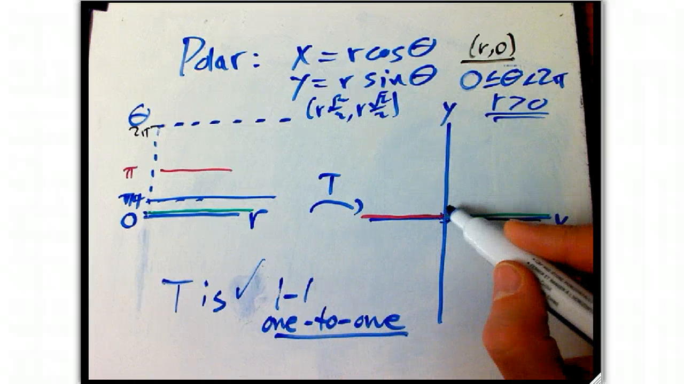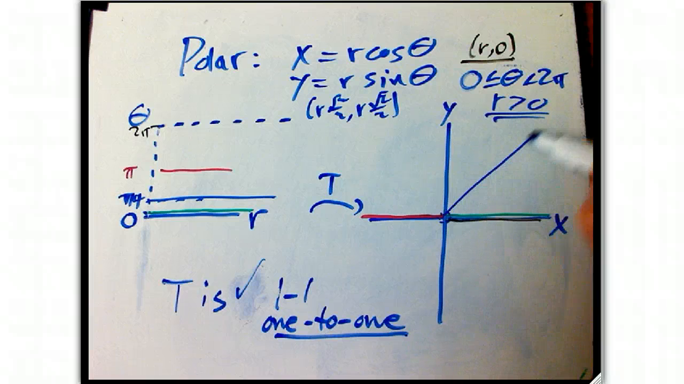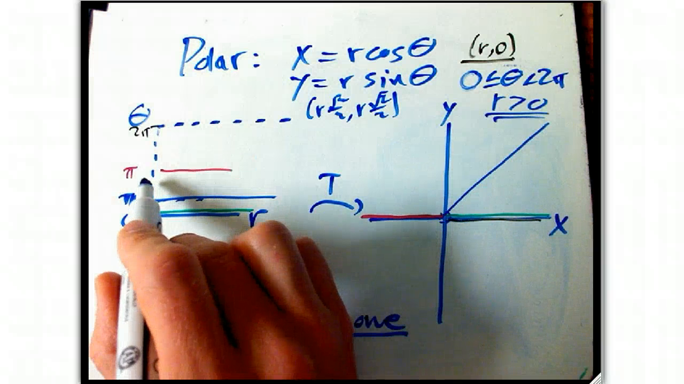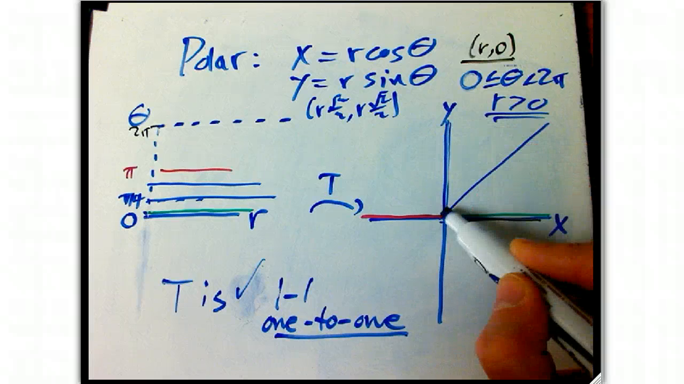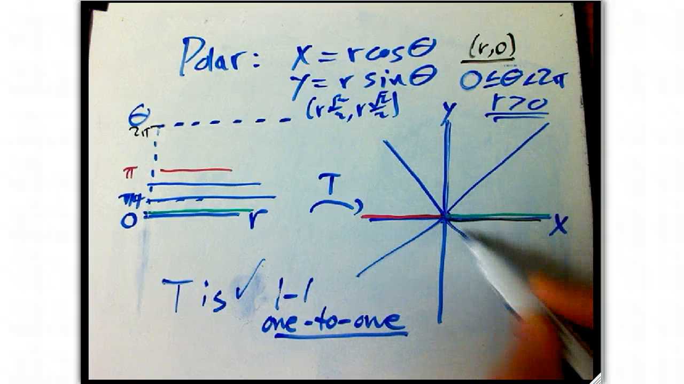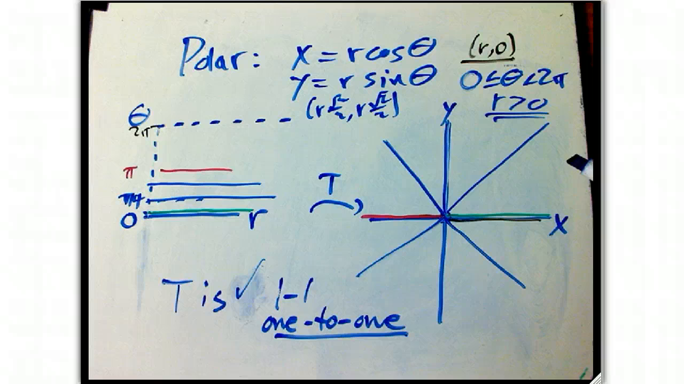Oh, well, we know what that is. It's just x equals y, stuff like that. Theta equals pi over 2. It's like this. Theta equals 3 pi over 4. It's like this. We replicate the usual part of the usual polar coordinate grid.